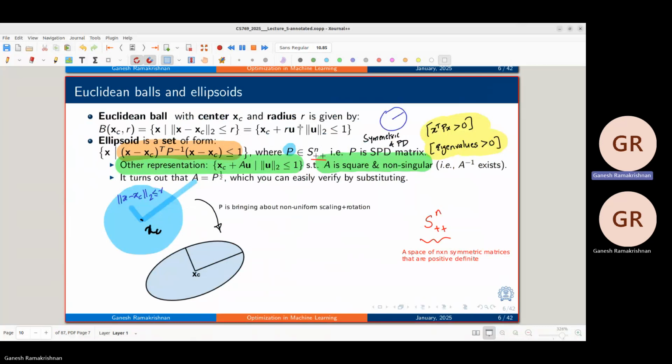Why is this condition required? Why is A required to be square? Why is A required to be non-singular? Okay, square for dimension preservation. Yeah, this is syntactic correctness. And non-singular? Non-singular means inverse of A exists.